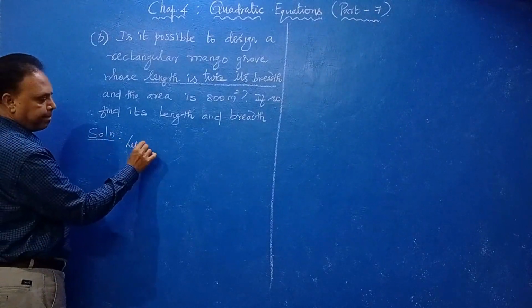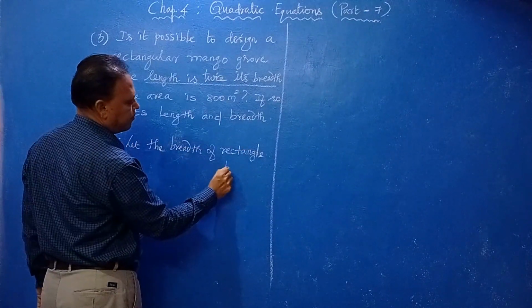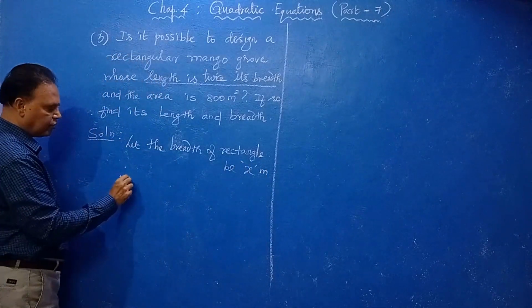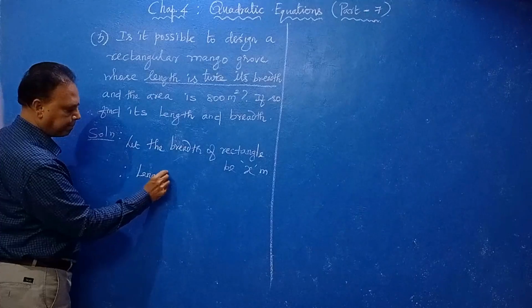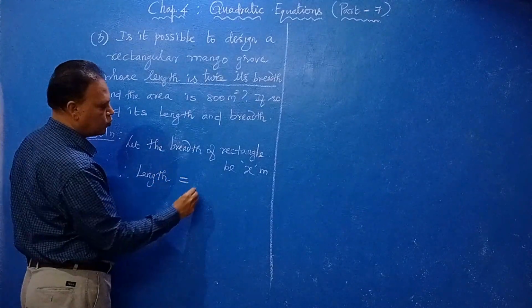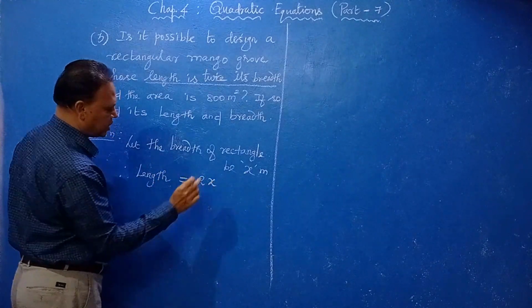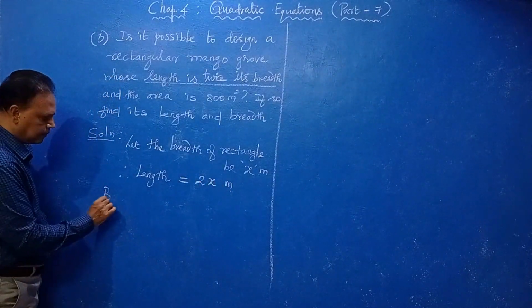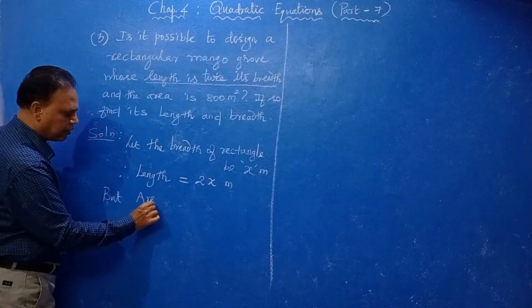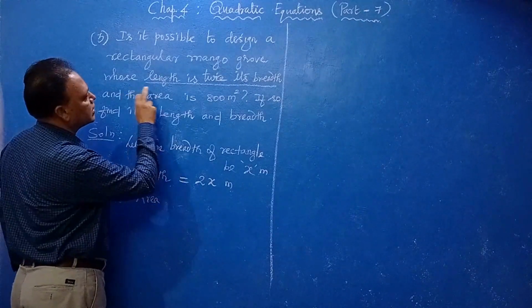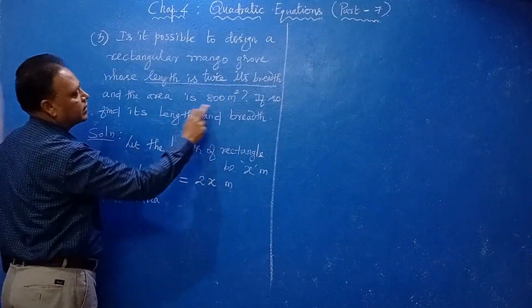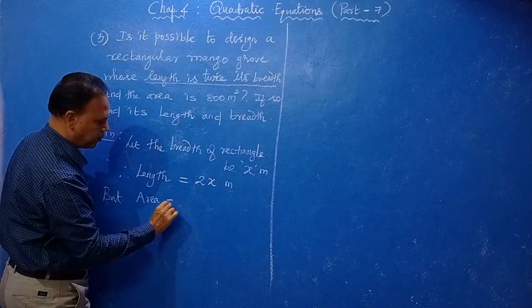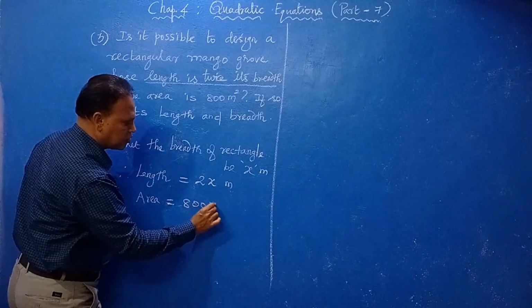let the breadth of the rectangle be x meter. Therefore length is equal to twice its breadth, that means 2x meter. But the area of the rectangular garden is given. The area of the rectangular garden is 800 meters square. Therefore area equal to 800 meters square is given.